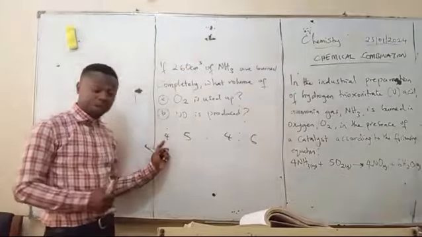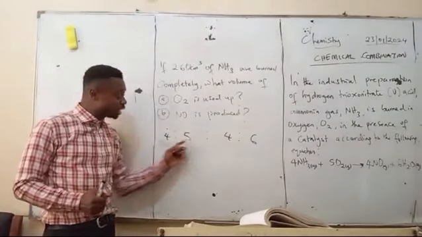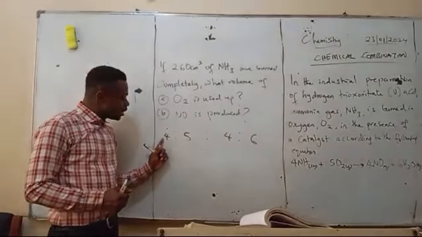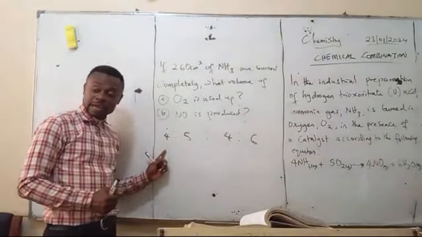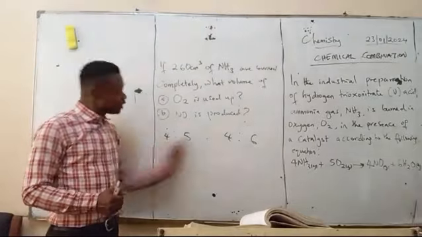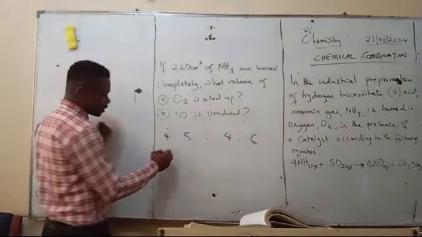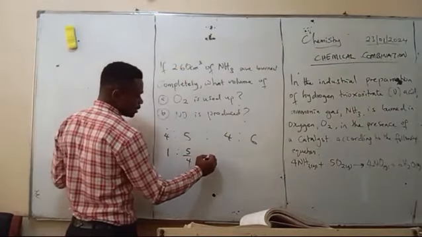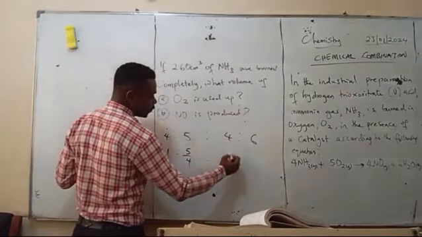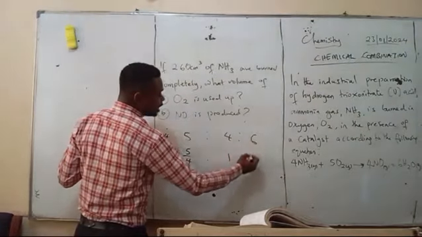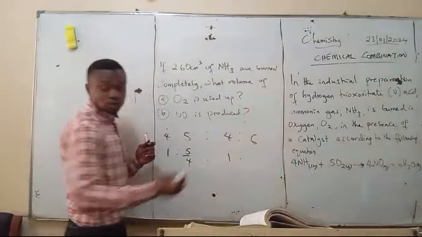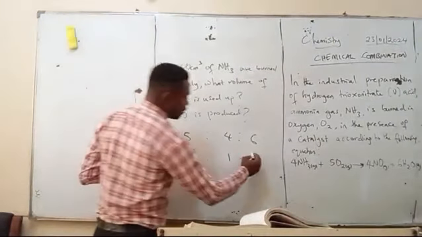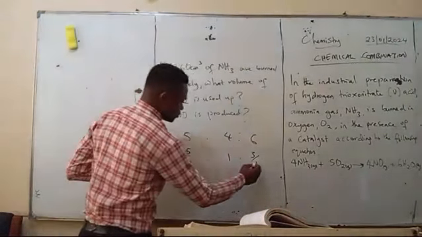Remember, this is a mole ratio. I did not put mole here, it's just a ratio. But if you want to know exactly what 1 mole of ammonia will yield, you have to divide through by 4. You have something like this: 1 is to 5 over 4, as 4 divided by 4 is 1, and 6 divided by 4, which is 6 over 4, is 3 over 2, right? So we have 3 over 2.